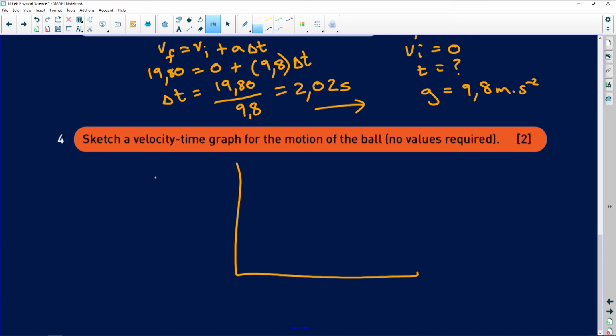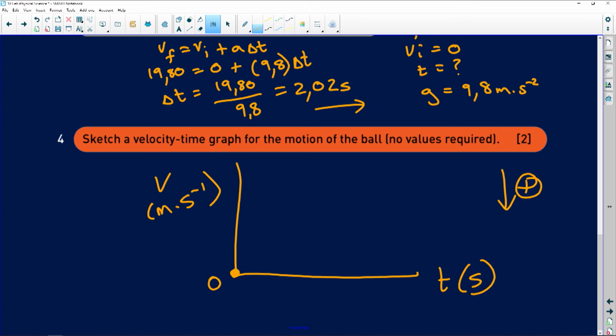All right, so this was a really, really nice little one. So they said no values. So we've got velocity, meters per second. We took down as positive. This is time in seconds. So this ball was released from rest. So we're starting here, and it just increased until it hit the ground with the maximum velocity. And because they said no values required, that's all you have to do. All right, so a really nice little question, straightforward, and no little tricks to the trade.